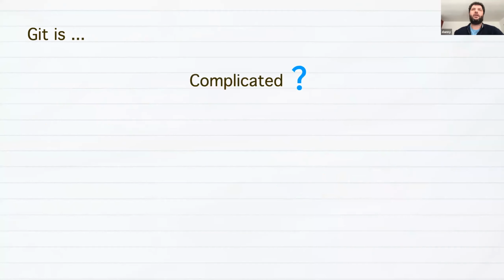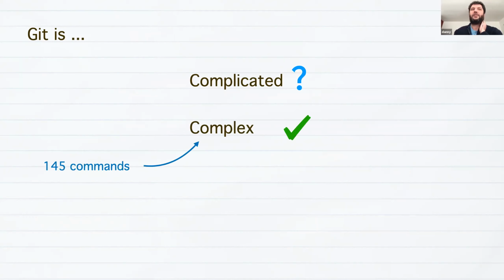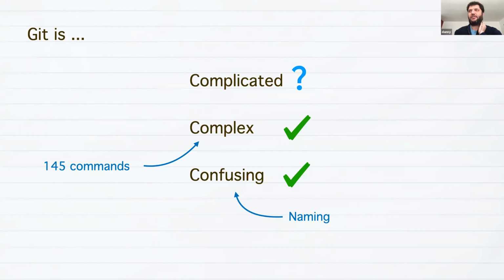So a lot of people complain that Git is complicated. It's definitely complex. At the moment, it's running at about 145 commands. So there's a hell of a lot of it. And it is also very confusing. And I think the main reason for that is the way it names things. It does some very weird naming.